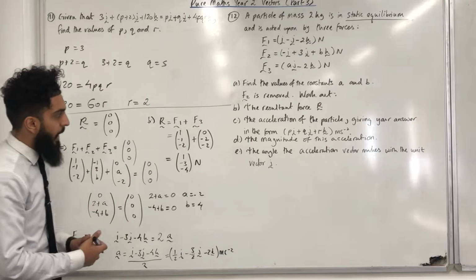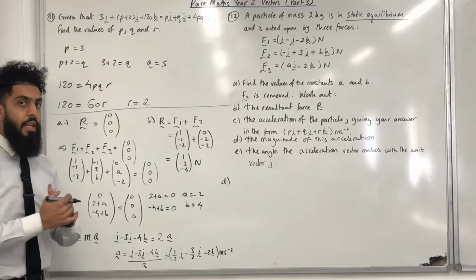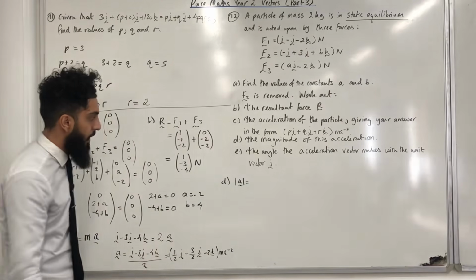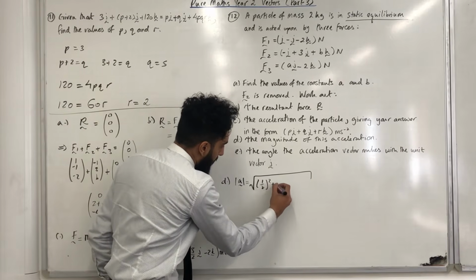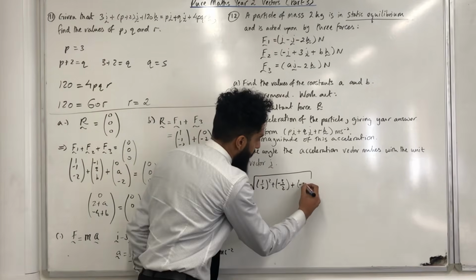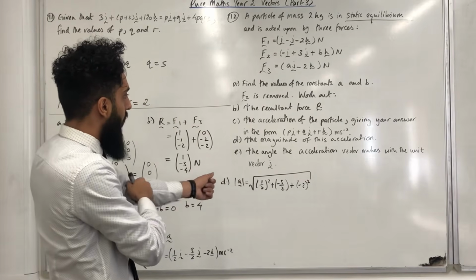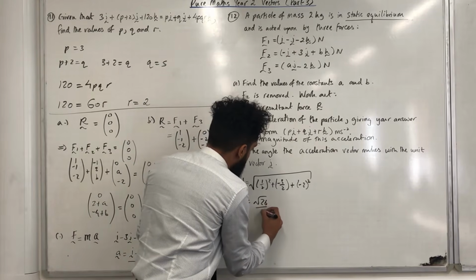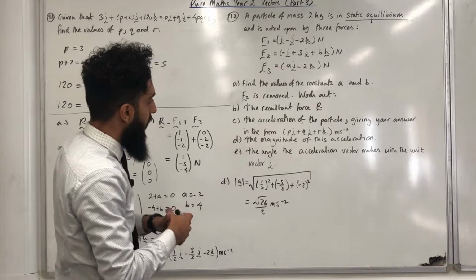That completes part C. Moving on to part D. Now for part D, we want the magnitude of the acceleration vector. So the magnitude of the acceleration vector, which is this vector over here, you would find the square root of a half squared plus minus 3 over 2 squared plus minus 2 squared. So now, ladies and gents, we can put this into our calculator and find the magnitude of the acceleration. In exact form, this will be square root 26 over 2 meters per second per second. So that there is the magnitude of the acceleration vector.